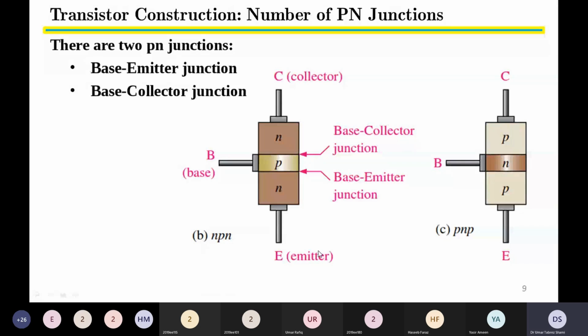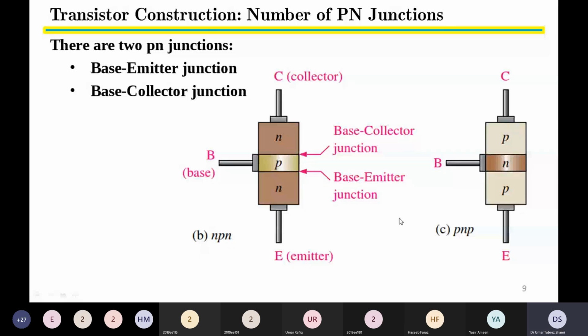If you look at the first diagram, it shows that of an NPN transistor. The first N type material and the middle P type material have a base collector junction, and then the P type material and the second N type material have a base emitter junction. So the base collector junction and the base emitter junction, these are two junctions available in both the PNP and NPN transistor.